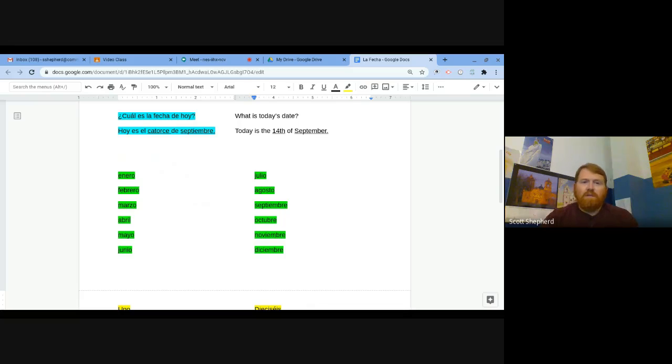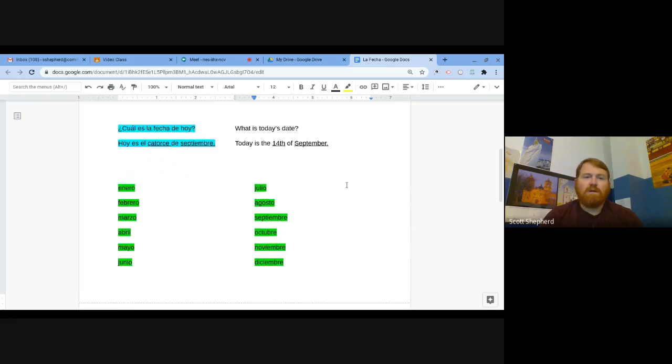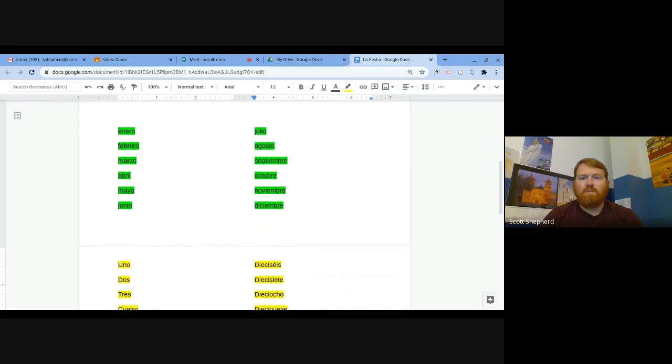I have the day, the number, I'm sorry, and the month underlined to show you that that's the only part of giving the date that changes. So, anytime you write out the date, the only thing that changes is the number and the month. And notice, once again, the month is not capitalized in Spanish. So let me go over those again with you.